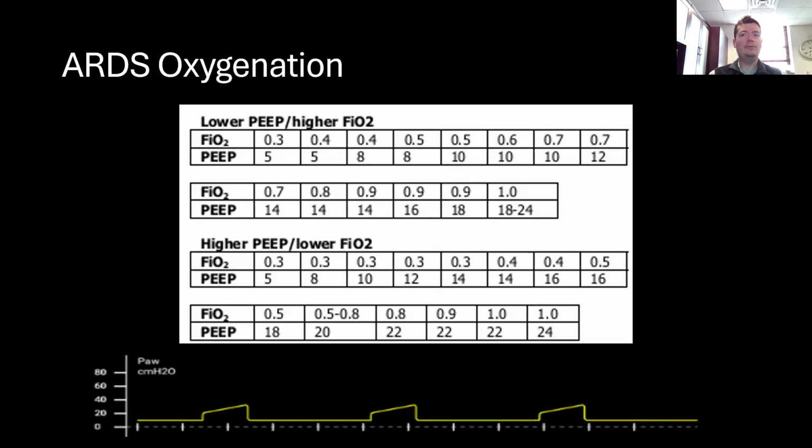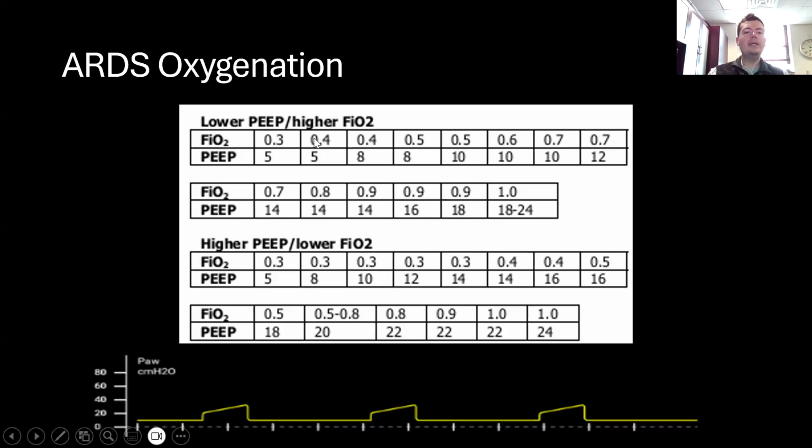And this is the table that you see on this screen here. And this is a guide that can help you titrate your oxygenation parameters. So as you can see, it's a stepwise approach that's going to pair an FiO2 with a PEEP. So you can see, if you can see my pointer on the screen, if you started with this first, which is the lower PEEP, higher FiO2, you'd be starting this patient at a PEEP of 5 and an FiO2 of, this is 30%.